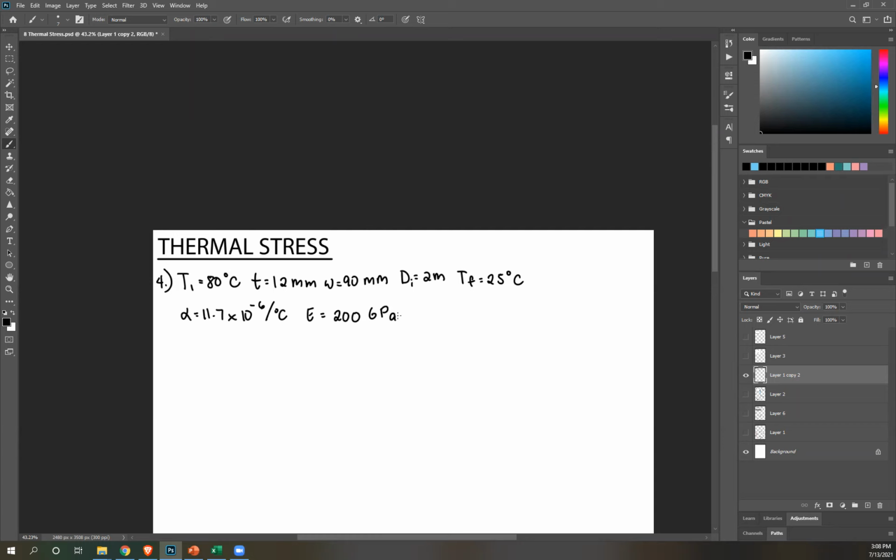So first, usually what we're doing is create your free body diagram and then create your equilibrium equations, right? Now, for this case, I'm going to start with its deformation.